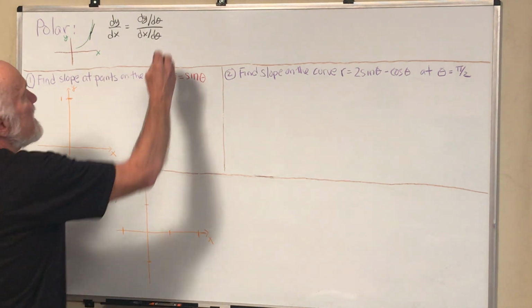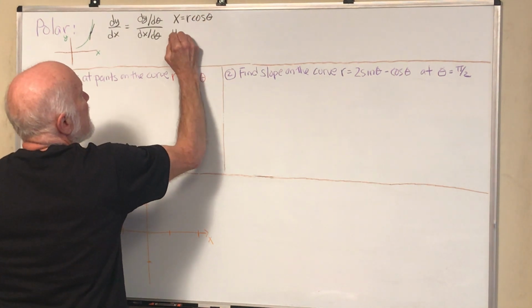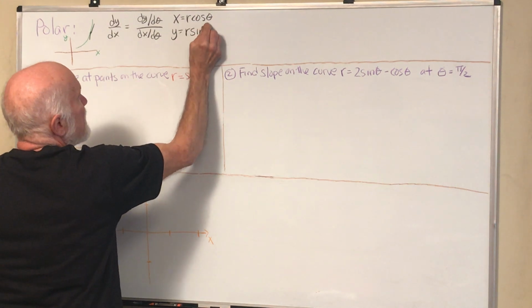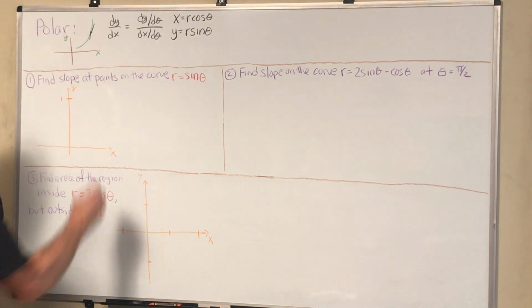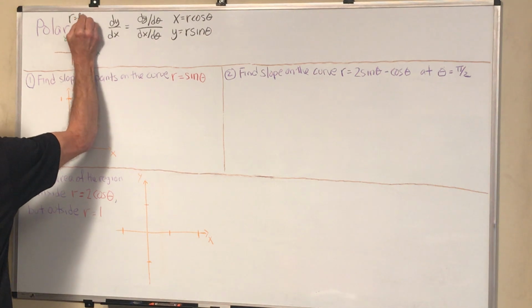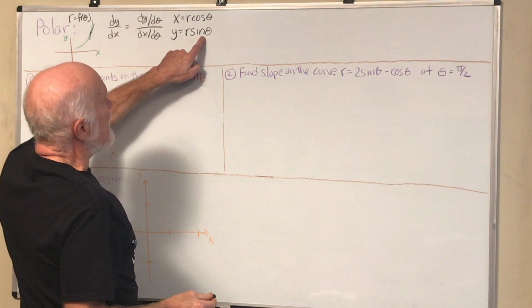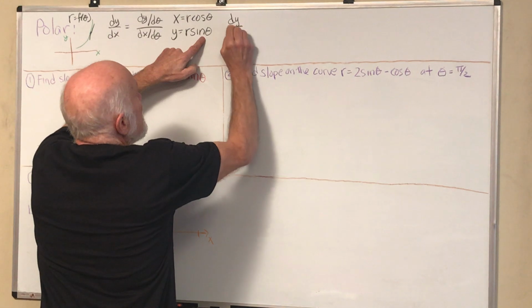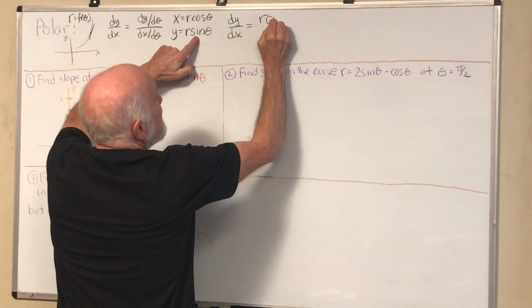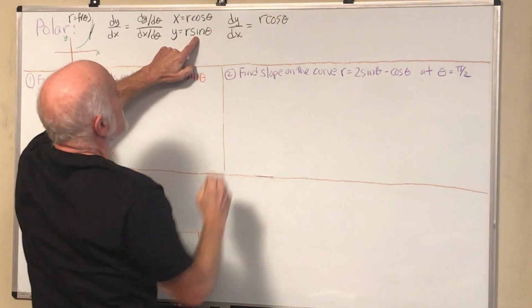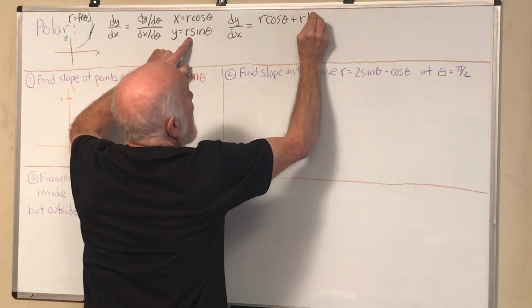The trouble here is that we have to deal with these relationships between x and theta and y and theta. These are pretty important relationships. We have to remember that r is not a constant. We're in polar, so these polar curves are going to be r as a function of theta. So when we take dy d theta, we have to use the product rule. So we go the first function r times the derivative of the sine of theta plus the sine of theta times the derivative of r, which is dr d theta or r prime.